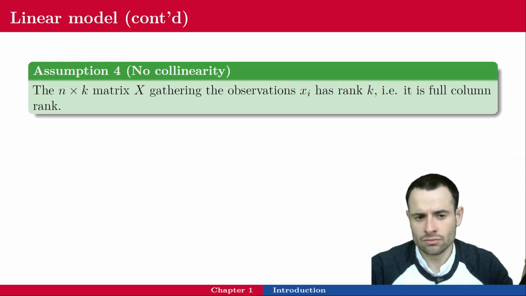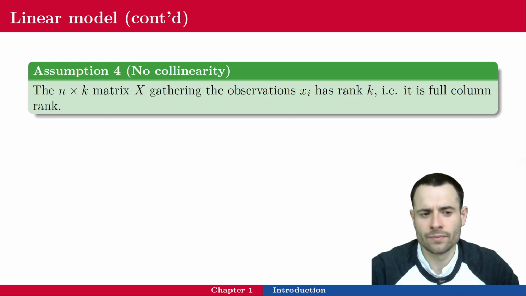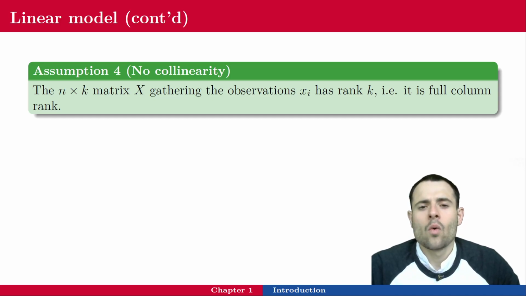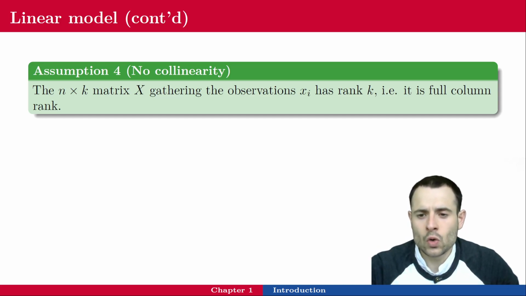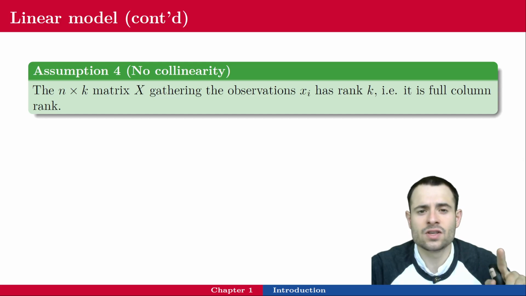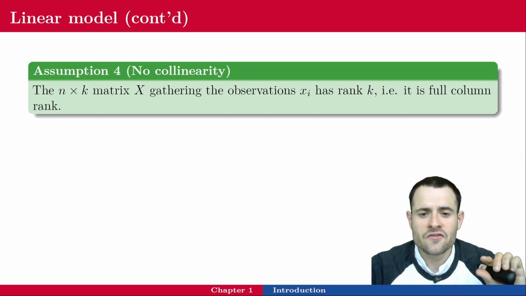I call it X for notation. Big X can also mean matrix notation. So the n times k matrix X gathering the observations xi has rank k. What I mean by rank is a technical condition coming from linear algebra. You don't need to know exactly what it means. You just need to know what it is by heart. It is full column rank. This assumption is also called no collinearity. You're right. It's not that there's no null space, it's that the null space is equal to 0. The only vector that can make those things equal to 0 is the vector of zeros.